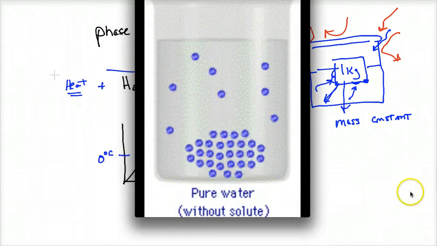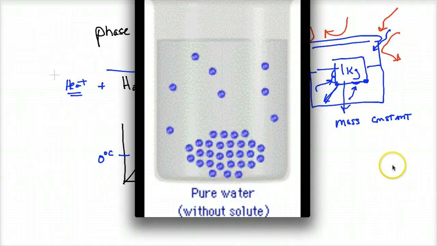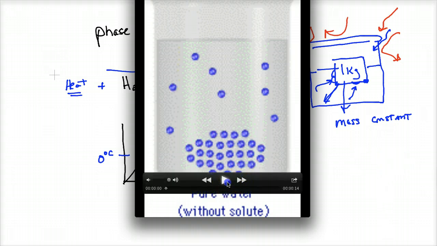So here we have some ice and we have some liquid at 0 degrees Celsius, and here is the phase equilibrium that would occur, that refreezing and that melting.